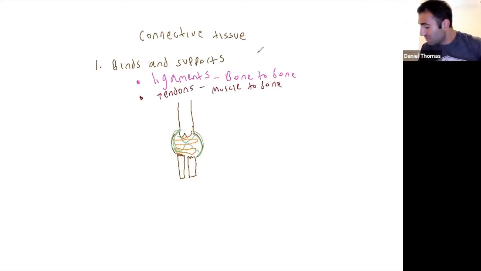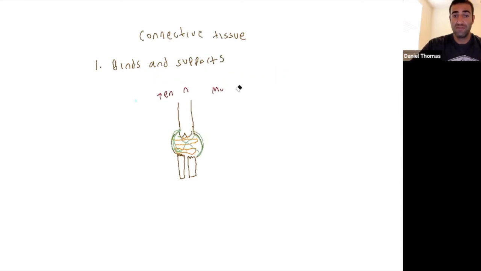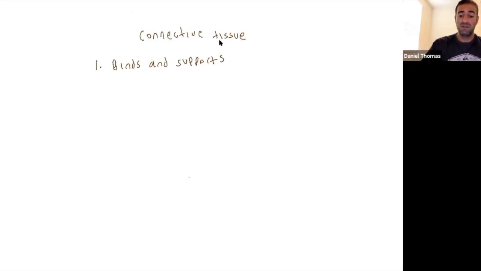Okay, now the next purpose is going to be protection. And the skeleton is a great example of something that protects. Now an example of protection is going to be the skeleton. Skeleton is designed to be light, but also very durable.